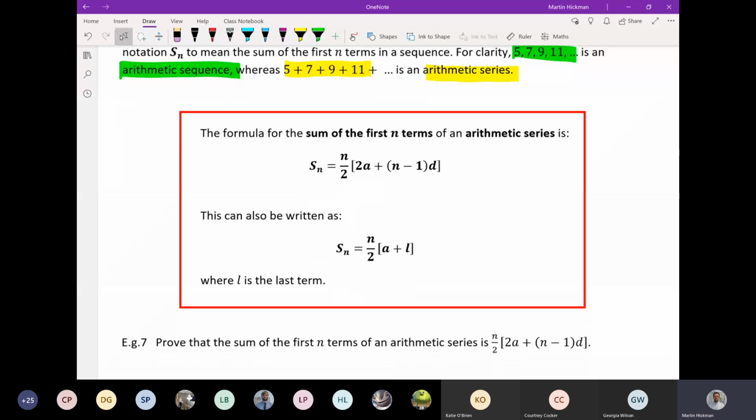So the formula for working out the sum of the first n terms in a series. So you can see there this last one, which I'm highlighting in yellow. This is essentially what Gauss used. He said, well, if I take the first term, a, and the last term, l, and add them together, then I'll have half the number of those pairs.